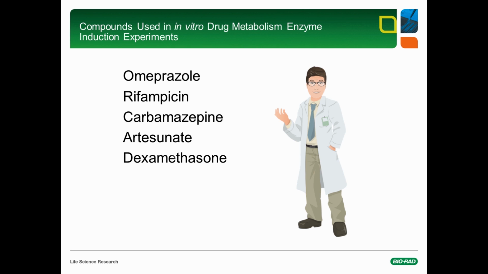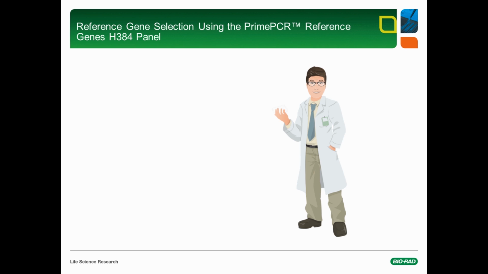Dexamethasone, a synthetic glucocorticoid with potent anti-inflammatory and immunosuppressant properties. Beta-naphthoflavone, an agonist of the aryl hydrocarbon receptor and known inducer of phase 1 drug metabolism enzymes. To reinforce the importance of choosing proper reference genes for expression data normalization, we performed a reference gene selection experiment using the PrimePCR reference genes H384 panel.